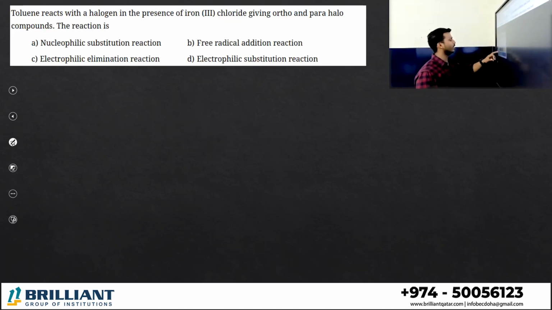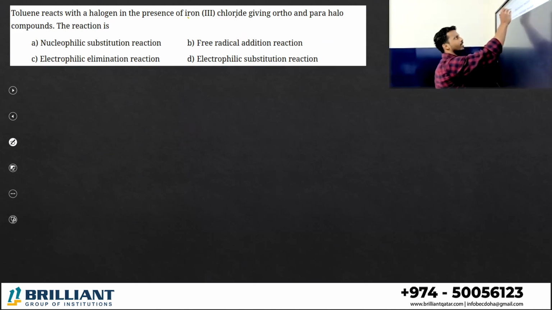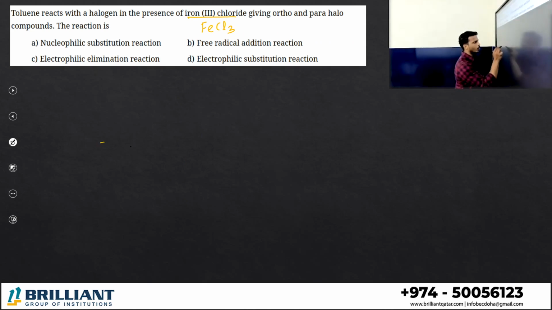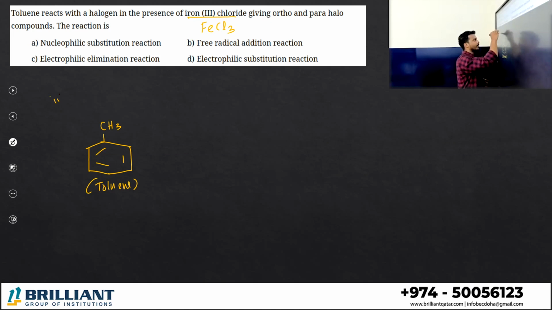Toluene reacts with the halogen in the presence of iron 3 chloride. What is iron 3 chloride? FeCl3. Giving ortho and para halo compound. This is a very important reaction. Be very careful, all of you. Listen. Toluene, this is what is called toluene, right? Very carefully, this is a very important reaction.